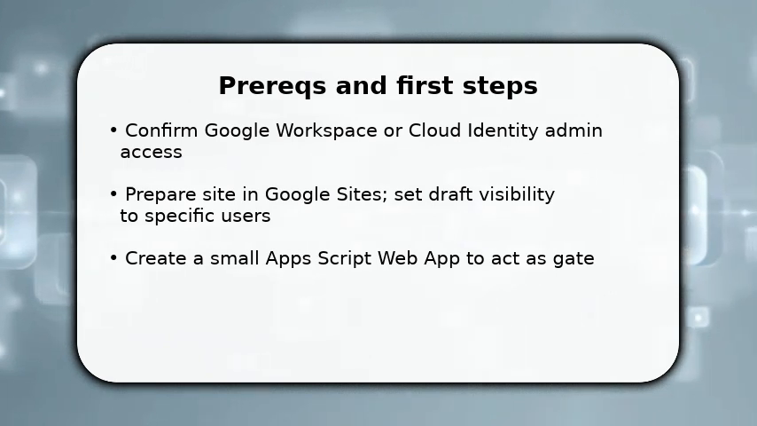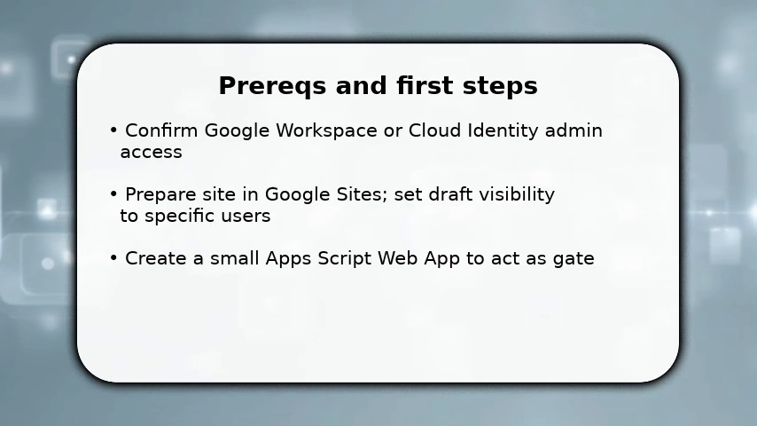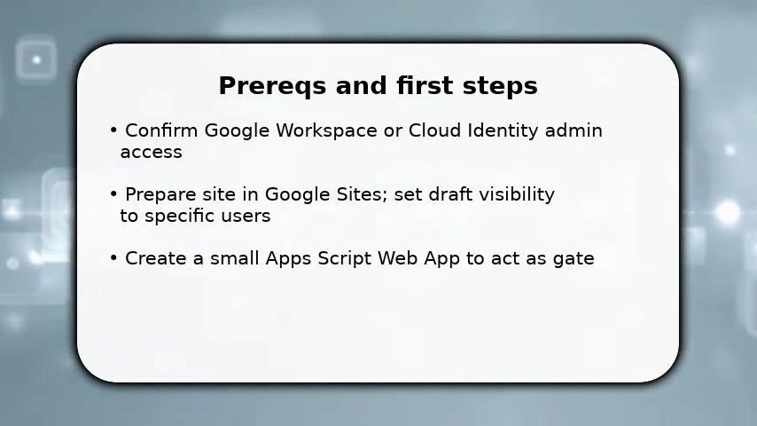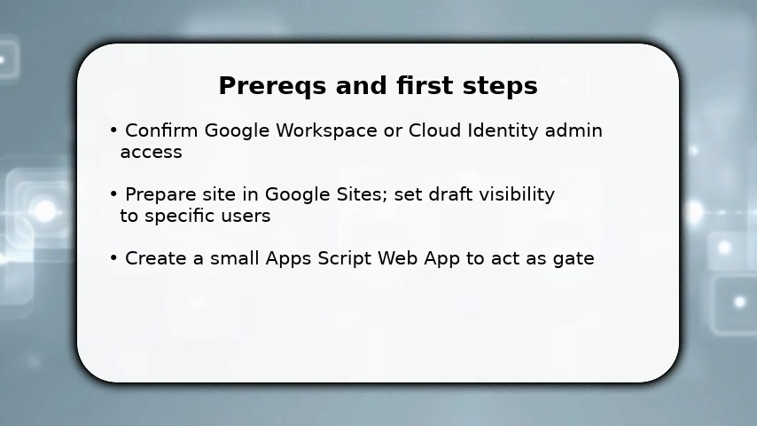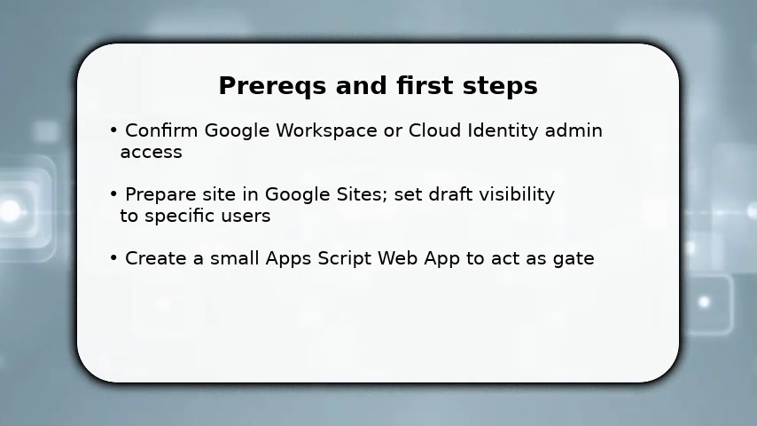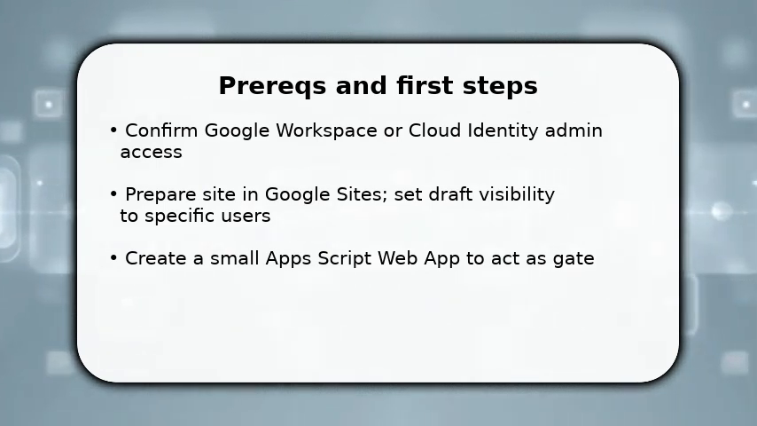Next, create a lightweight Google Apps Script web app that will serve as the login gate. This script will check user identity or redirect to OAuth. Make sure to test the script with your admin account before embedding it into the site.